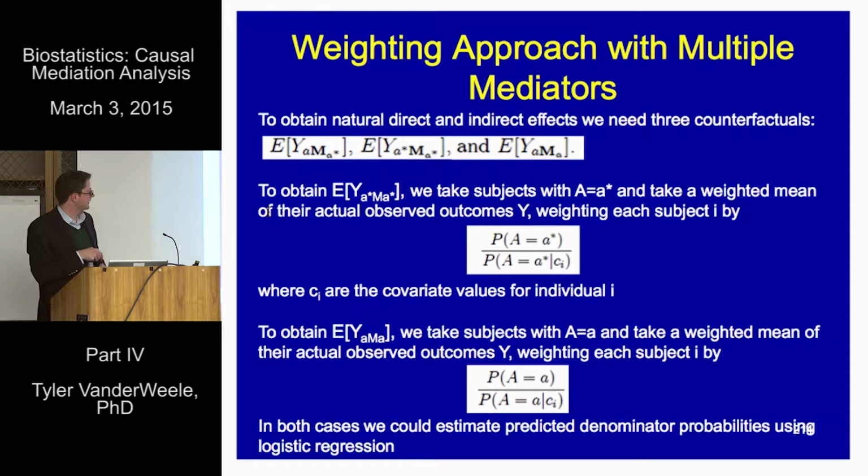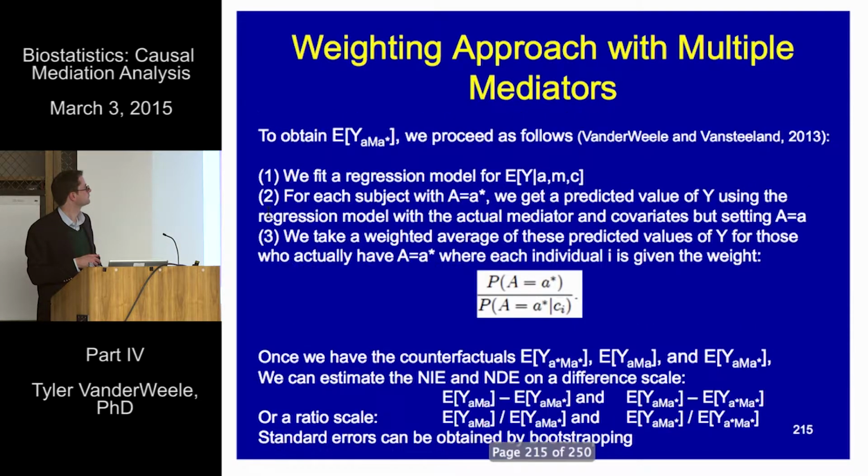Likewise, to get the counterfactual outcome if everyone were exposed, we could take the subjects who are actually exposed, take a weighted mean of their actual observed outcomes, where we weight each of the exposed subjects by this expression here. The numerator here is the probability of actually being exposed given an individual's covariates. Again, we could obtain that just using the predicted probabilities from a logistic regression. And this is a pretty standard weighting technique in the literature, essentially an inverse probability of treatment weight.